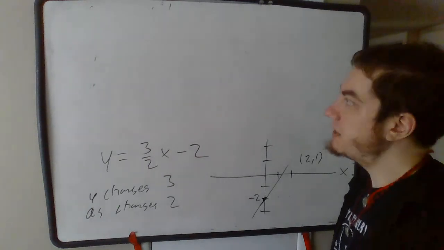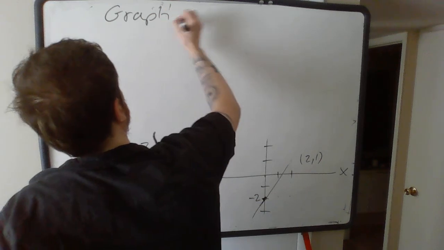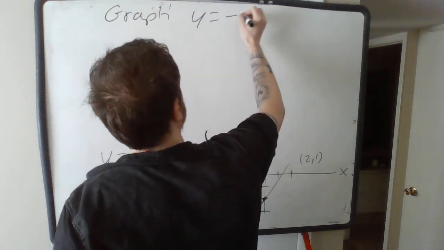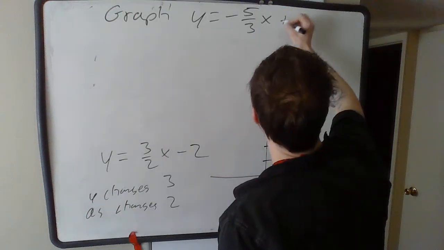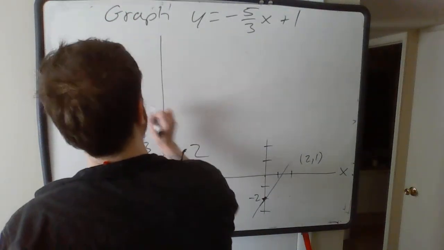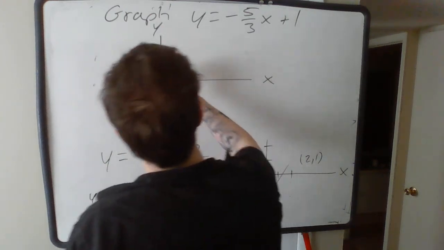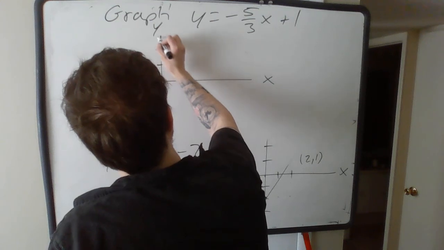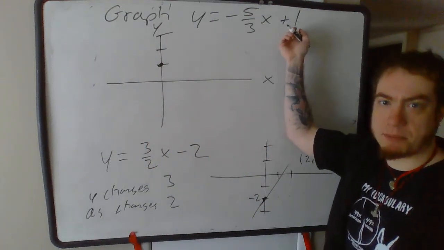Let's suppose that I ask you to graph y equals -5/3 times x plus 1. The way that I'm going to do this is I'm going to start by marking off the y-intercept. Now I can see that the y-intercept here is 1.